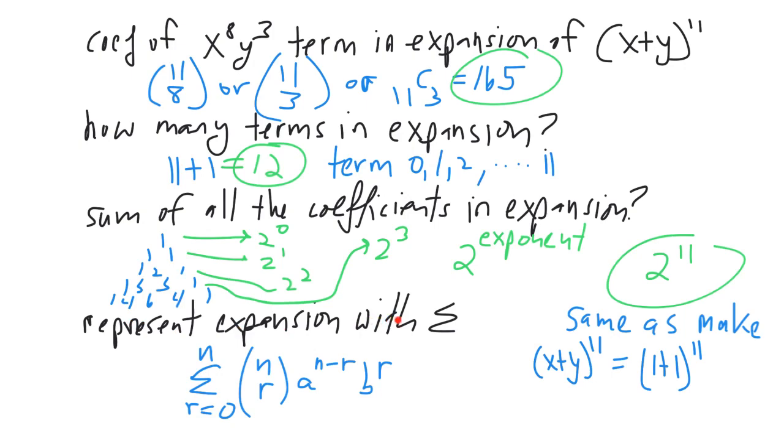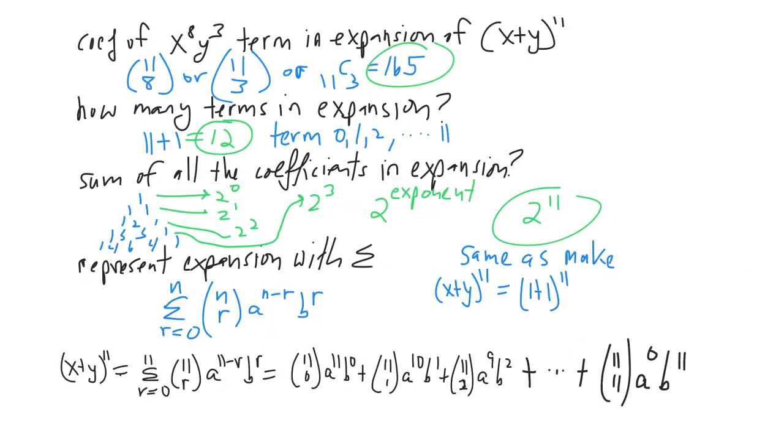We could represent the full expansion of a row with a sigma notation, r equals 0 to n. So in other words, if n is 11, 11 things taken 0 at a time, that'd be the initial term, then 11 things taken 1 at a time. And our exponent to the first factor would be the difference, so 11 minus 0, and the second one would be to the 0 power.